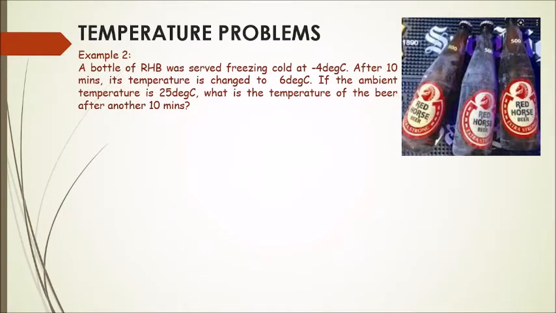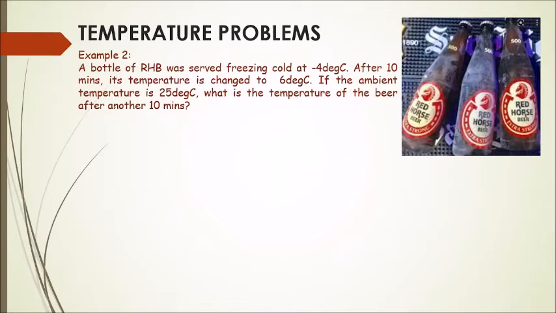So our second example for the temperature problem is the freezing cold Red Horse beer. Beer below zero. A bottle of Red Horse beer was served freezing cold at -4 degrees Celsius. So it is below zero. After 10 minutes, its temperature has changed to 6 degrees Celsius.